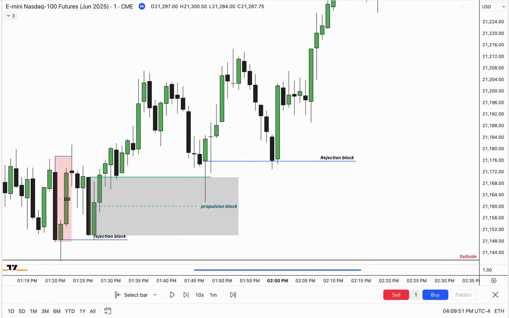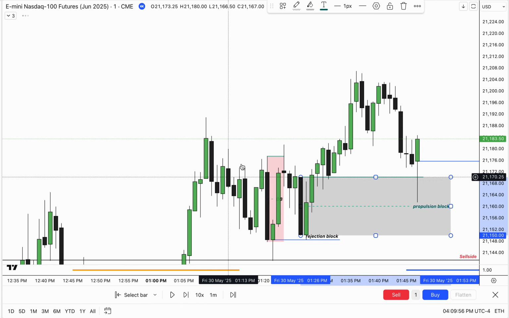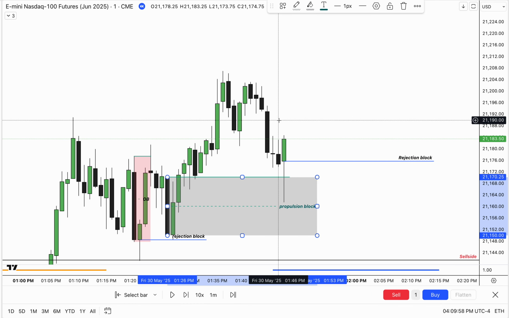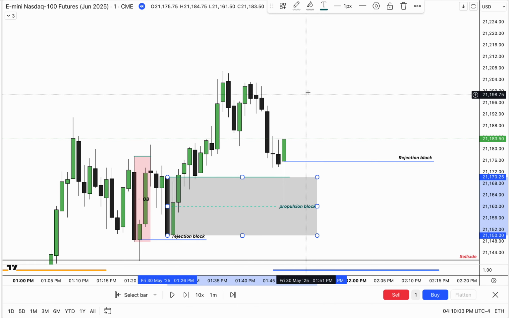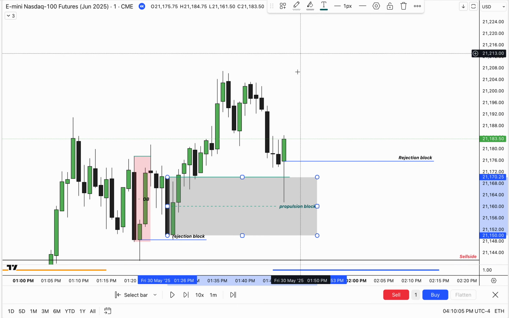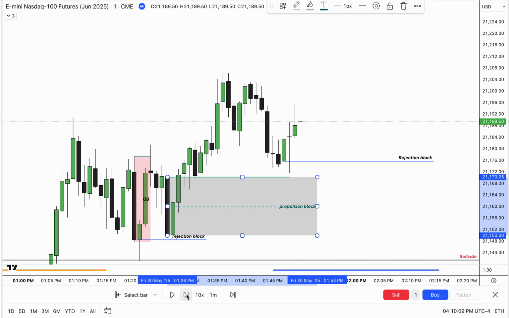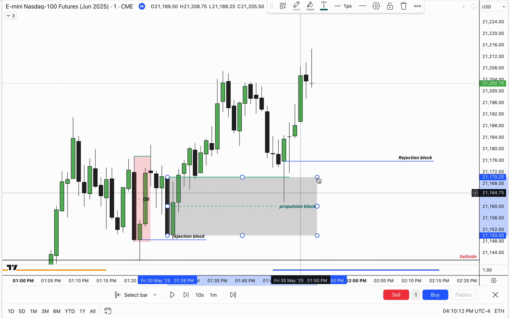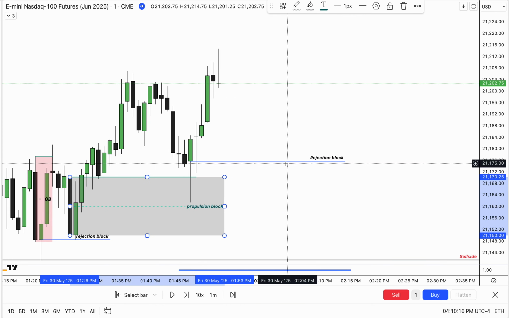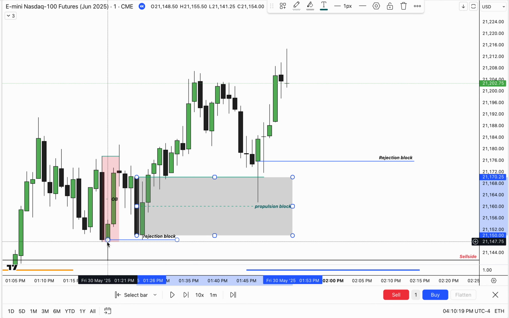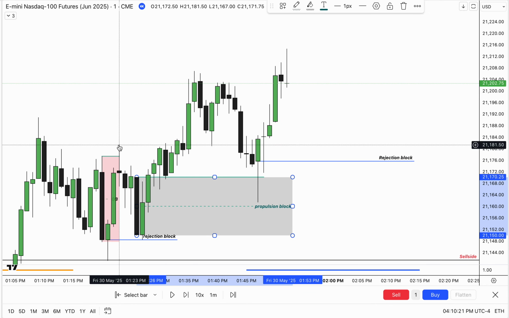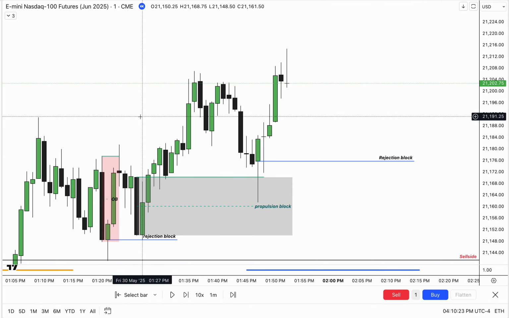Okay, so you're not going to mark that out as soon as it happens, like right here. That's not a rejection block yet, okay? It's not a rejection block until we significantly run higher, like making a new high. Once it runs to here, that becomes a rejection block. Same here. Once we run and make this new high, that can become your rejection block.